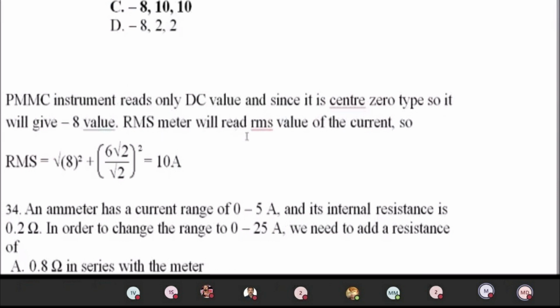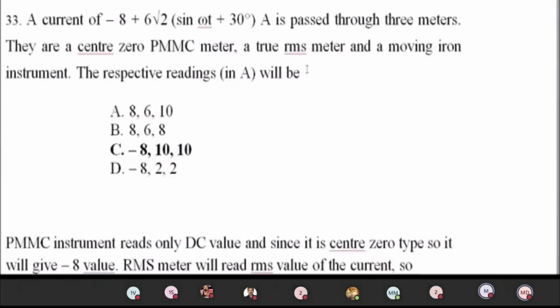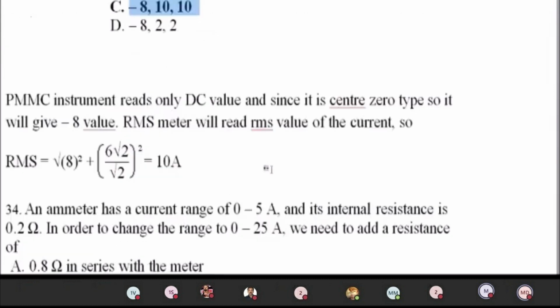And the RMS meter will read the RMS value of the current. So the RMS value, again we can take it from the magnitude. If you substitute in this value, you will get 10 amperes. Since both the MI and true RMS meters read the RMS value, we get 10, 10. So the choice is minus 8, 10, 10. These are the readings which you can note down from the 3 different ammeters.